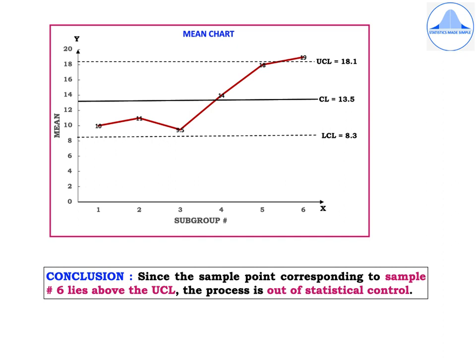Then corresponding to each sample value, you have to mark the corresponding mean and then join all these points by straight lines. So you get a line as seen in the graph, which is highlighted in red color. Now you observe that one of the sample values is lying outside the control limits. In this case, we see that it is lying above the UCL. So the conclusion will be: since the sample point corresponding to sample number 6 lies above the UCL, the process is out of statistical control.